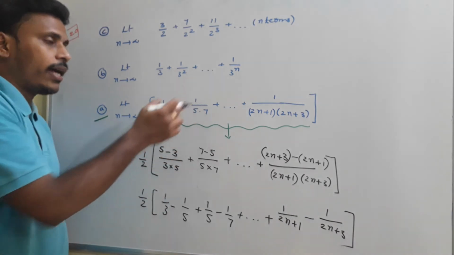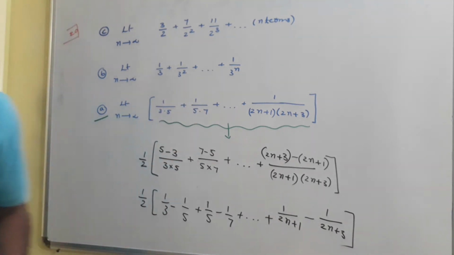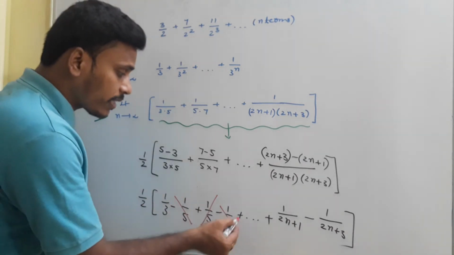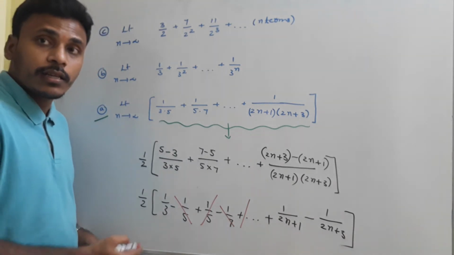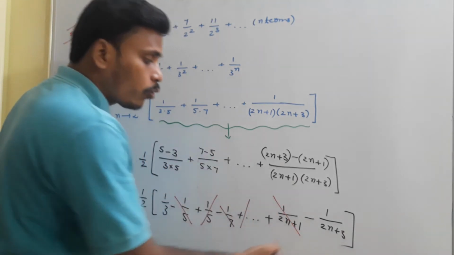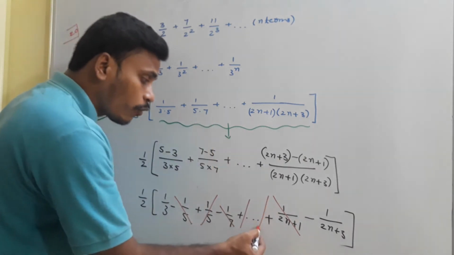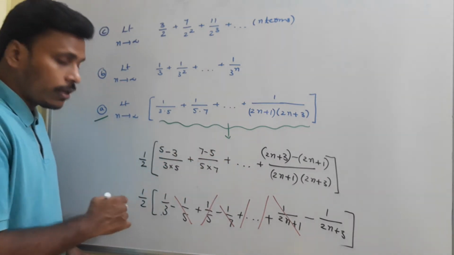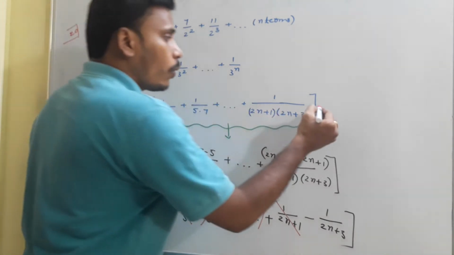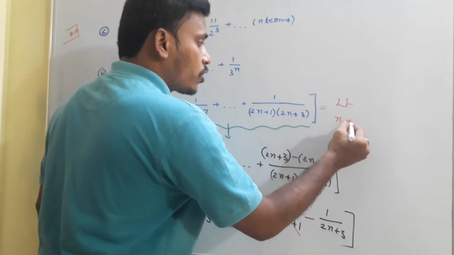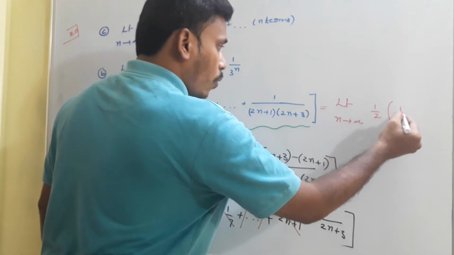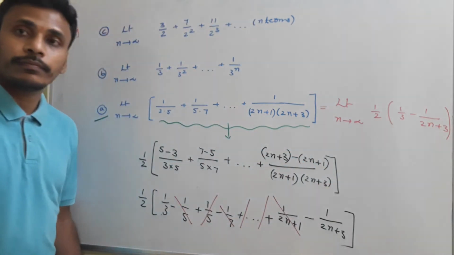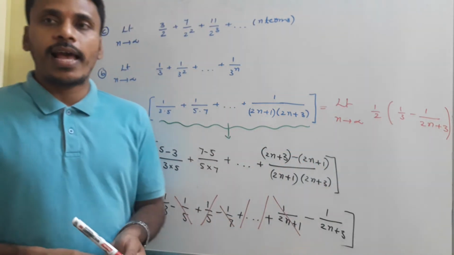So this is just equal to the given sum. Now when you observe, this 1 by 5 and 1 by 5 get cancelled. This 1 by 7 and the 1 by 7 of the next term get cancelled. Likewise, if you continue, this 1 by 2n plus 1 and the 1 by 2n plus 1 of its previous term get cancelled. At the end, you are left with 1 by 3 and that 1 by 2n plus 3. And before that, we have 1 by 2. So this equals limit as n tends to infinity of half of 1 by 3 minus 1 by 2n plus 3.